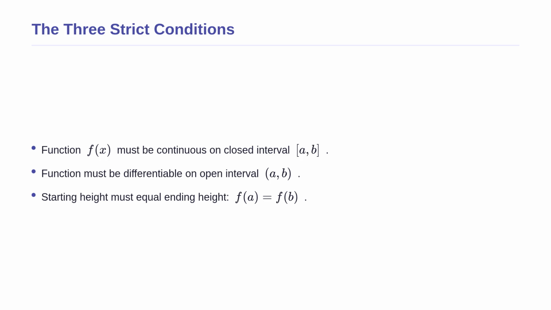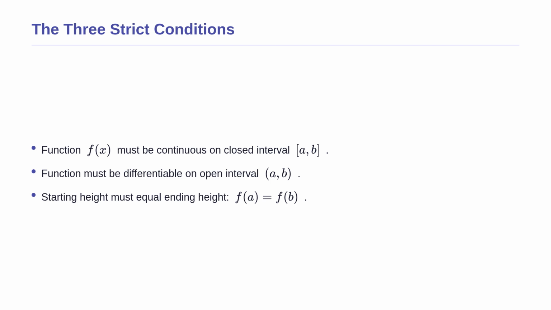Now that we understand the hiking analogy, let us translate this into formal mathematical language. For Rolle's theorem to apply, a function must meet three strict conditions. First, the function must be continuous on a closed interval from a to b. This means you can draw the graph without ever lifting your pen.